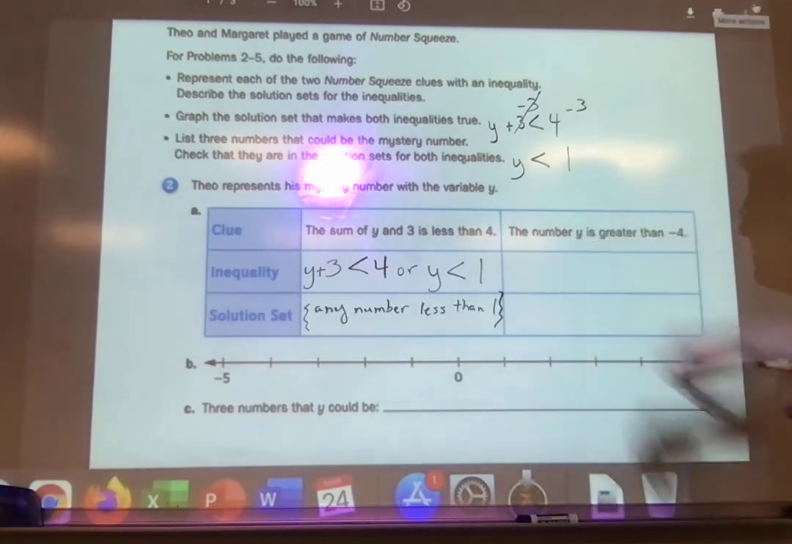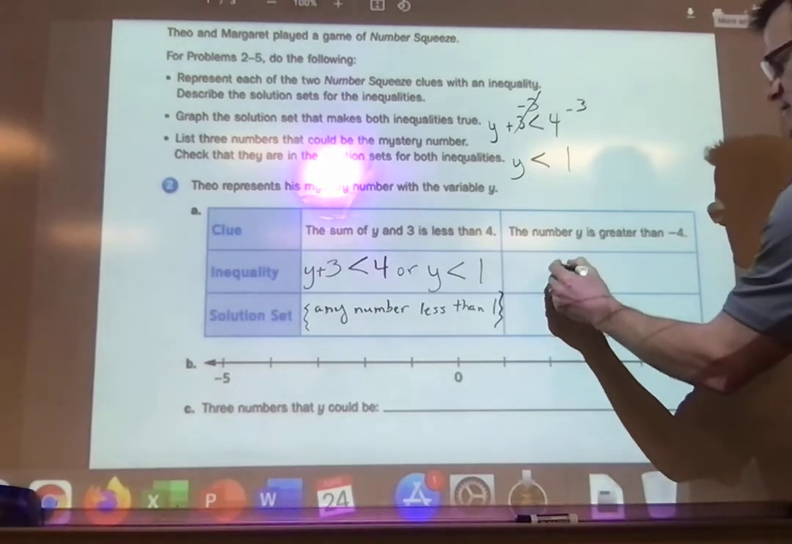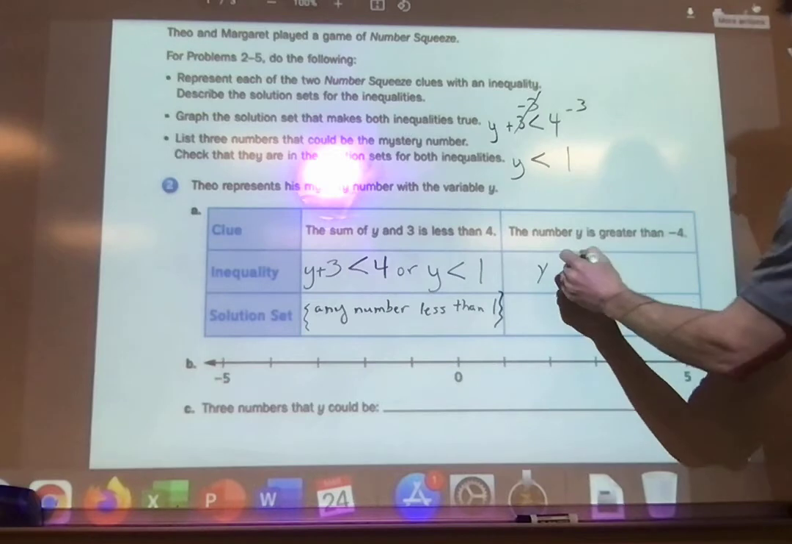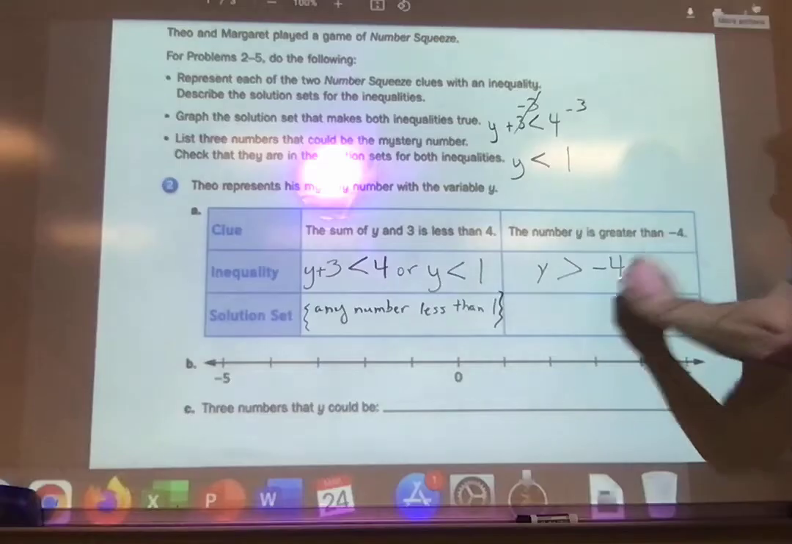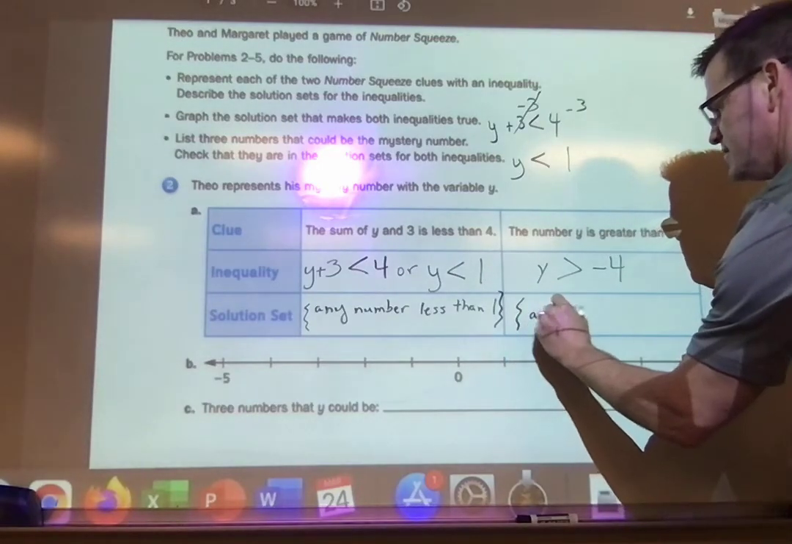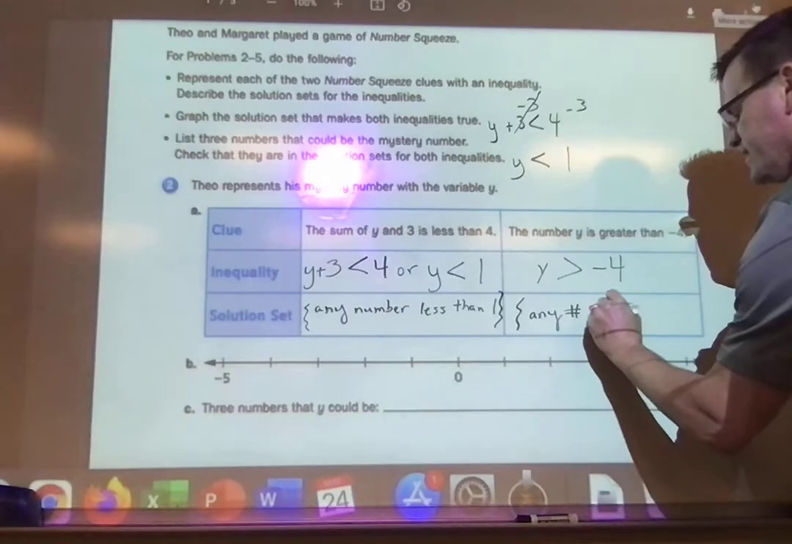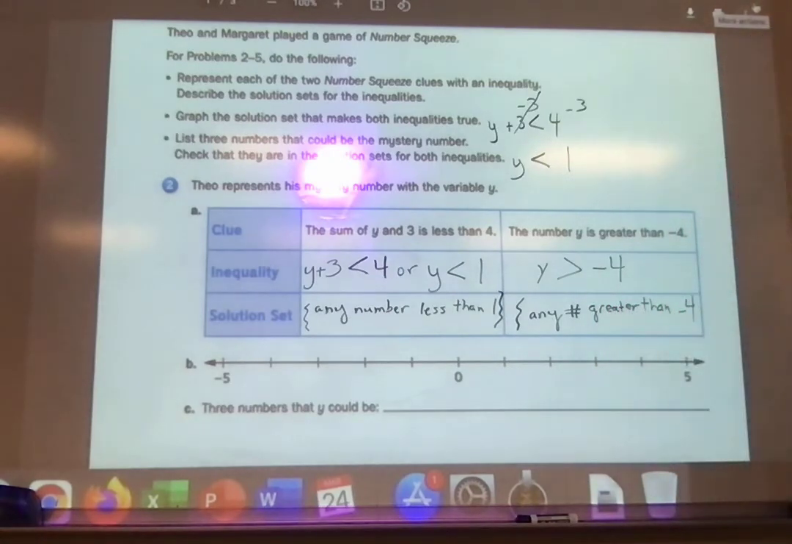All right, let's look at the second clue, to see where our numbers might be for this mystery number. The second clue is the number y is greater than -4. That one's a little simpler than the first one. The number y is greater than, so it's bigger than, open mouth towards the y, it's greater than -4. So my solution set would be any number greater than -4. Any number greater than -4 would make that true.